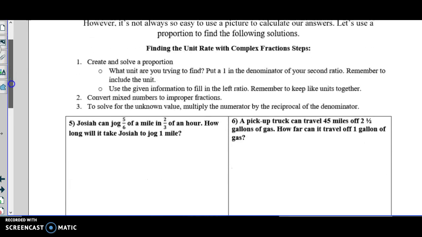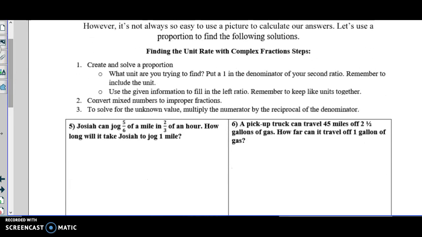It says it's not always easy to use a picture to calculate our answers. Let's use a proportion to find the following solutions. So step 1, create and solve a proportion. You're going to ask yourself, what unit are you trying to find? Put a 1 in the denominator of your second ratio. Remember to include the unit. So let's do question 5 as we look at these steps.